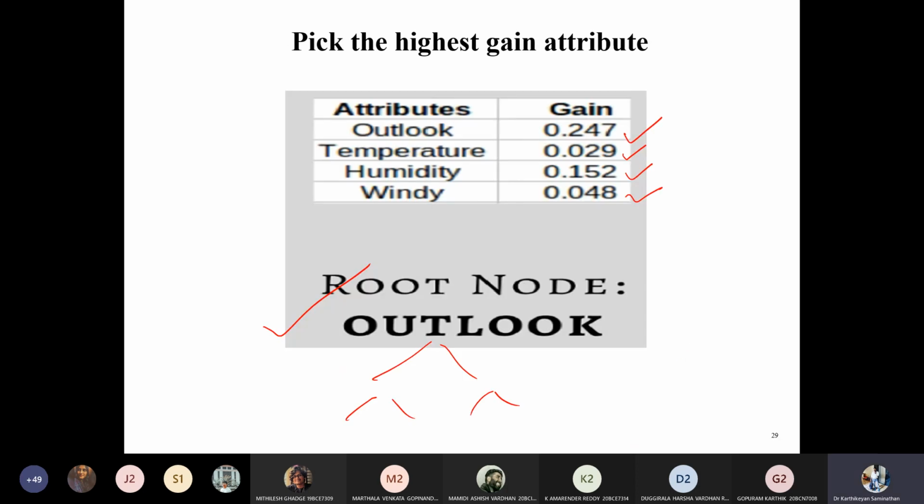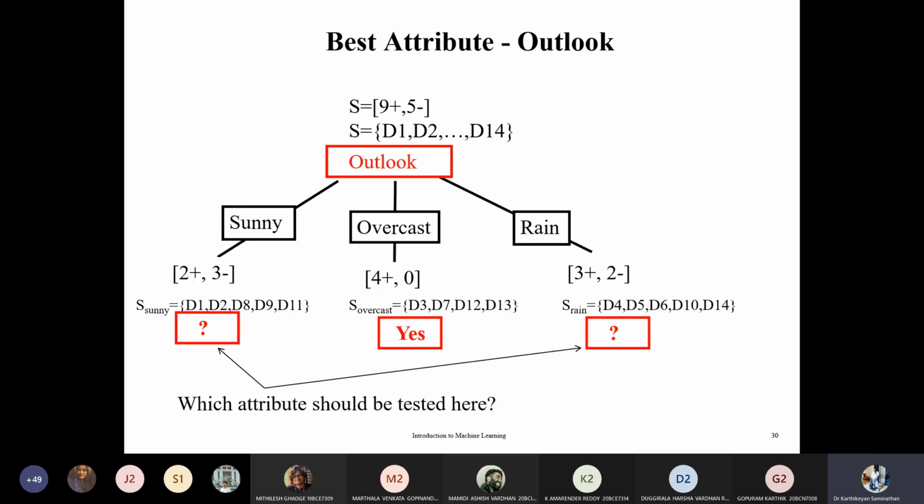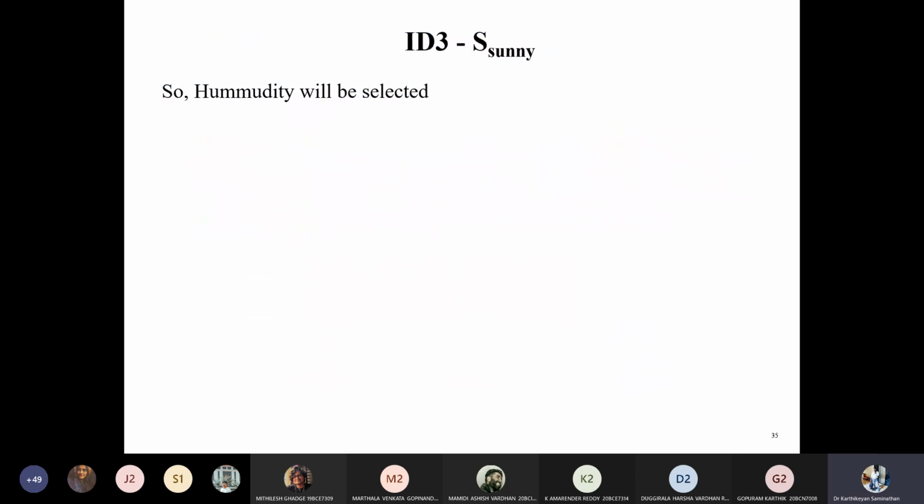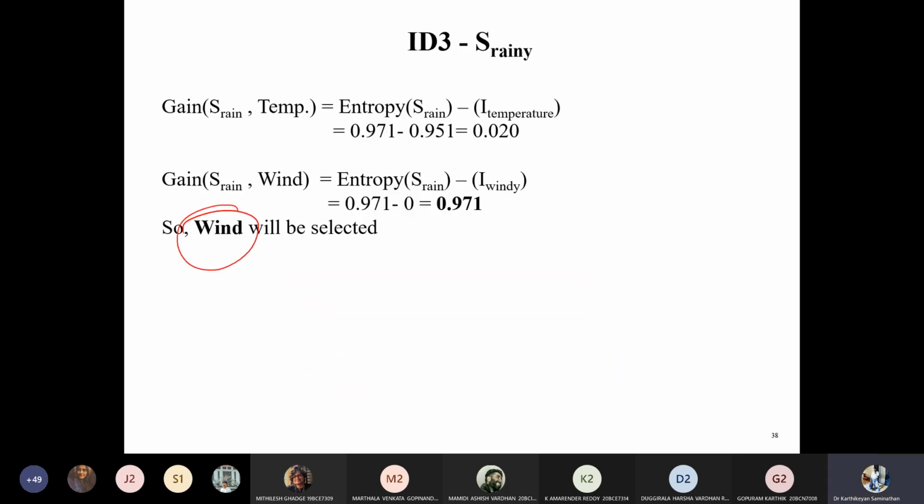So out of which, you can say which is the best attribute. Outlook has the highest gain. So you can take outlook as the best classifier here, right? Highest gain attribute. So outlook is your best attribute. So this is how your first question works.